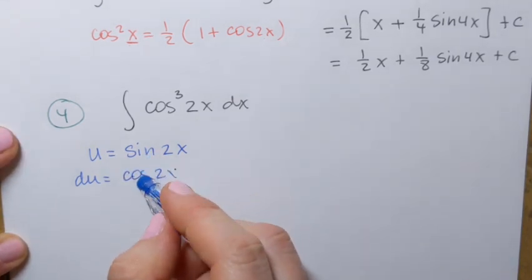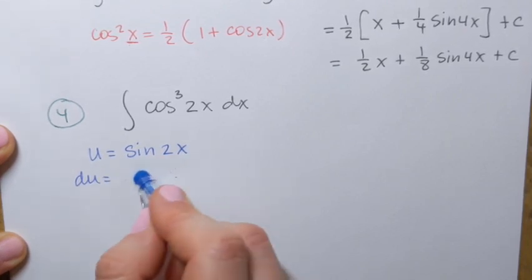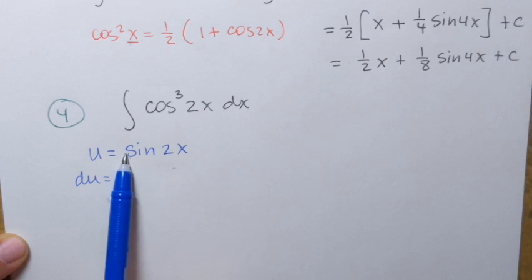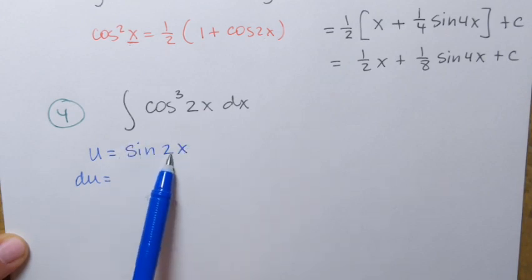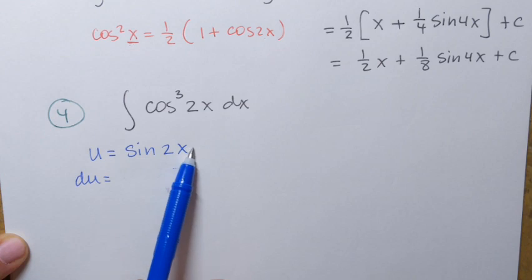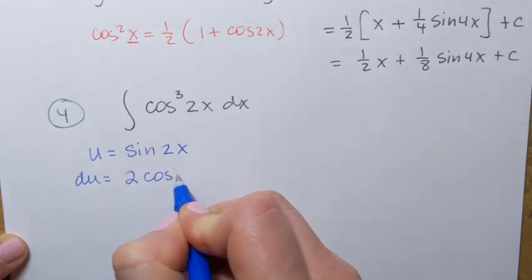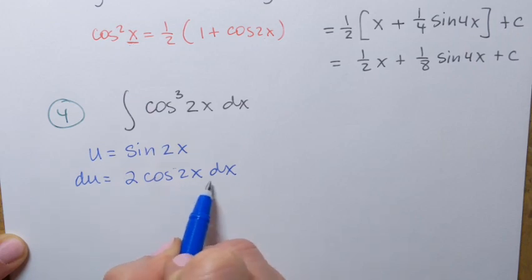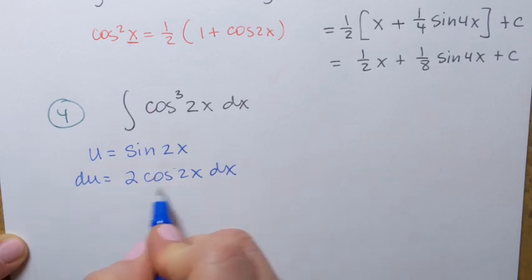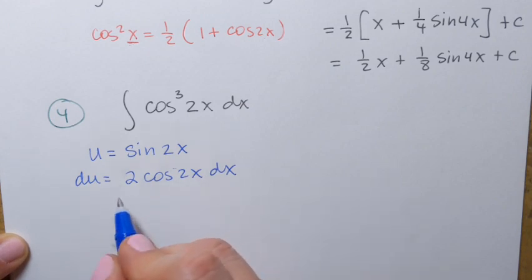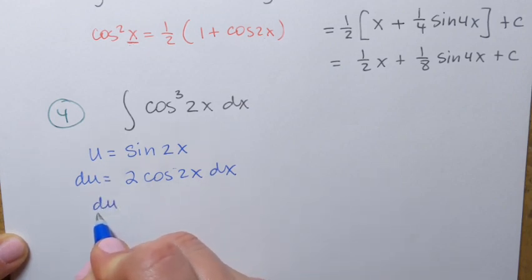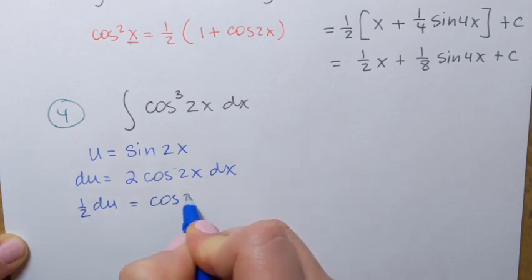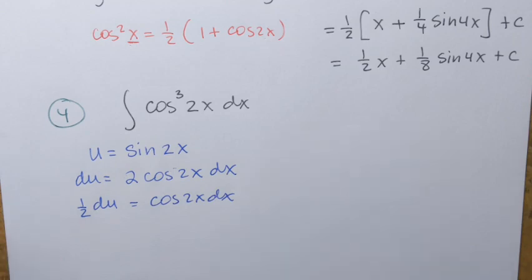Oh, I'm sorry. I have 2x, so I have to do chain rule, right? So it's cosine of 2x, but then also derivative of 2x, which is 2. So it's 2 cosine of 2x dx. So that means that cosine 2x dx is, I'm dividing by 2 on both sides. So it's du over 2, or 1/2 du is cosine 2x dx.